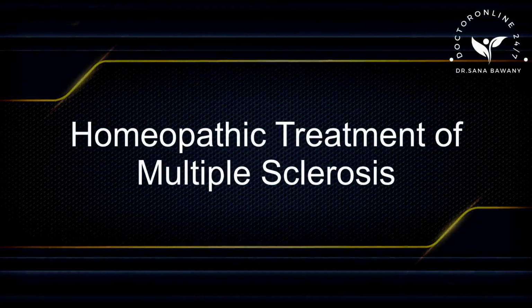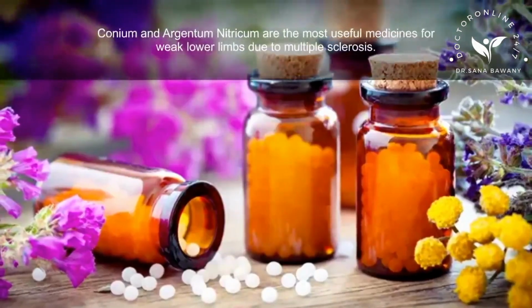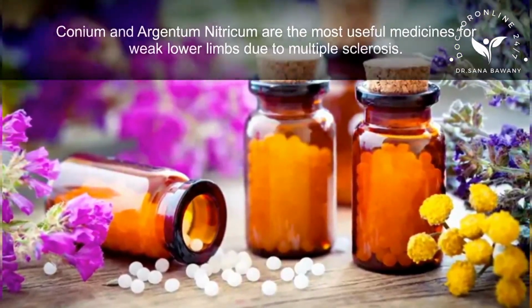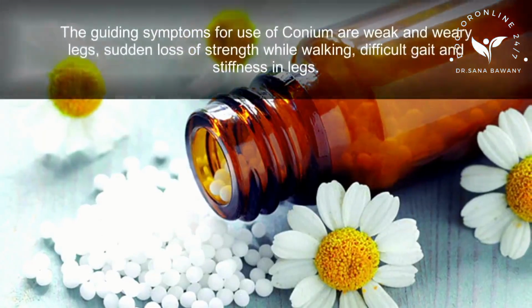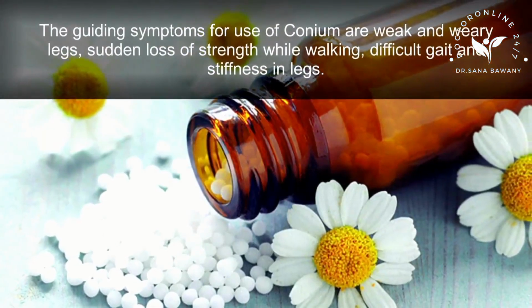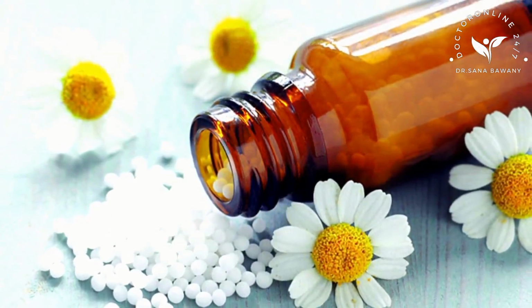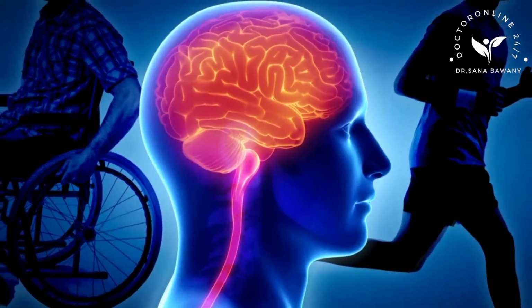Homeopathic treatment of multiple sclerosis. Conium and argentum nitricum are the most useful medicines for weak lower limbs due to multiple sclerosis. The guiding symptoms for use of conium are weak and weary legs, sudden loss of strength while walking, difficult gait and stiffness in legs.